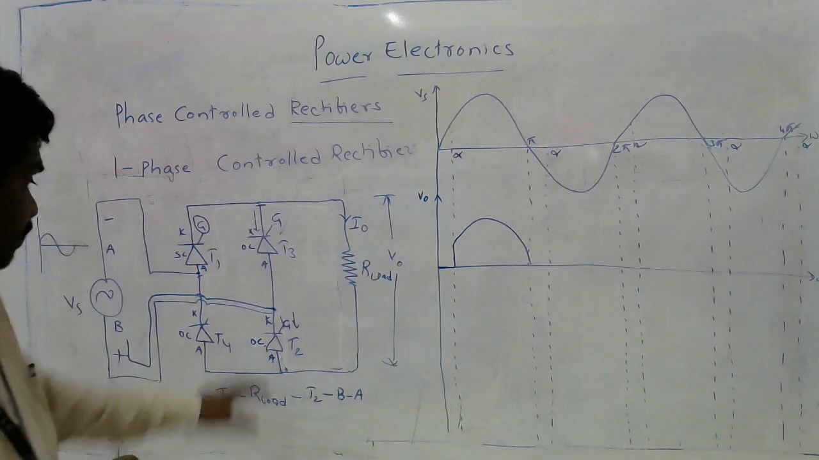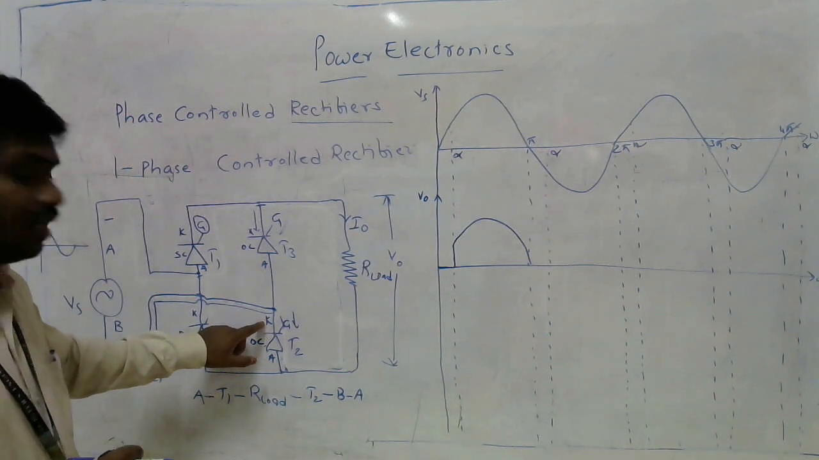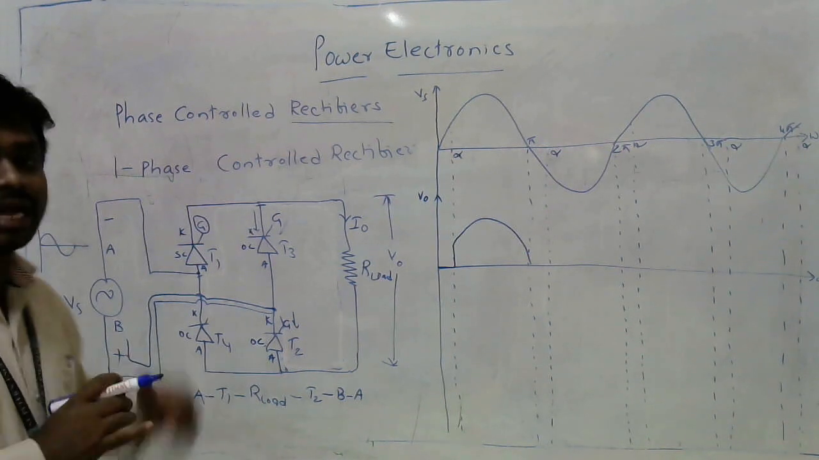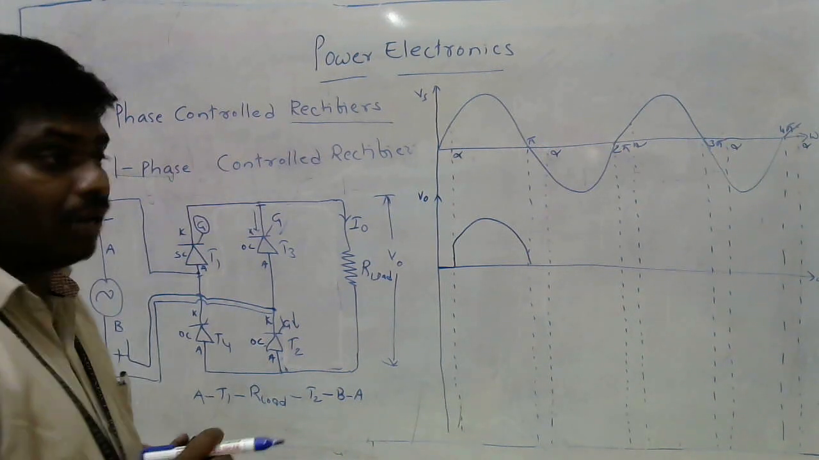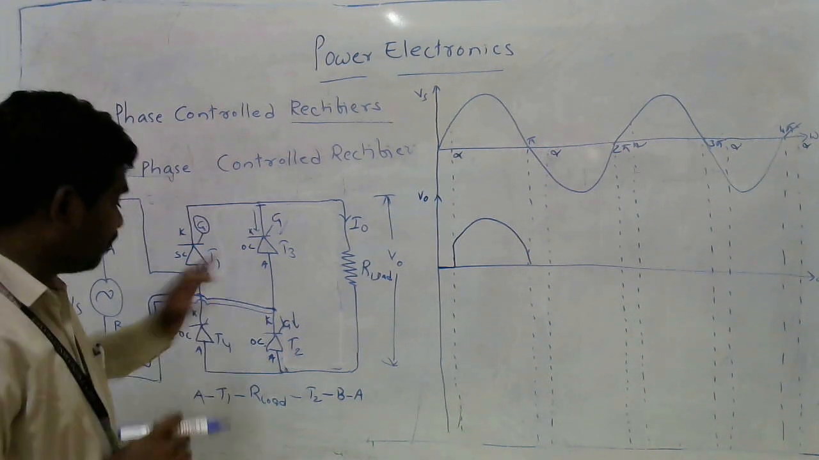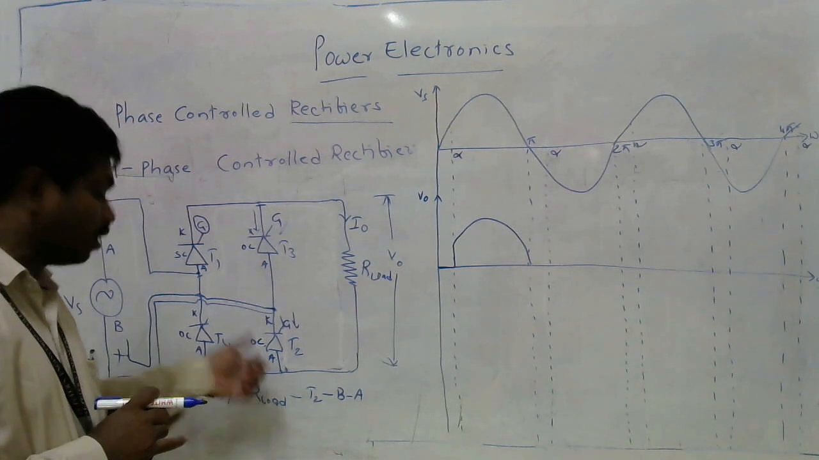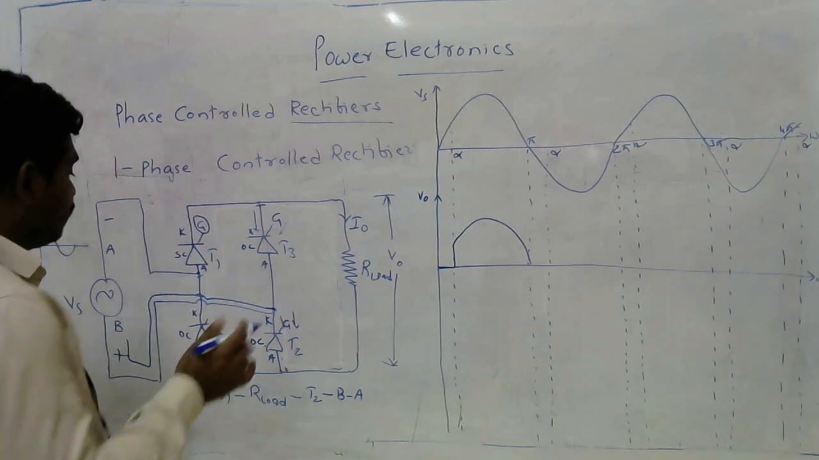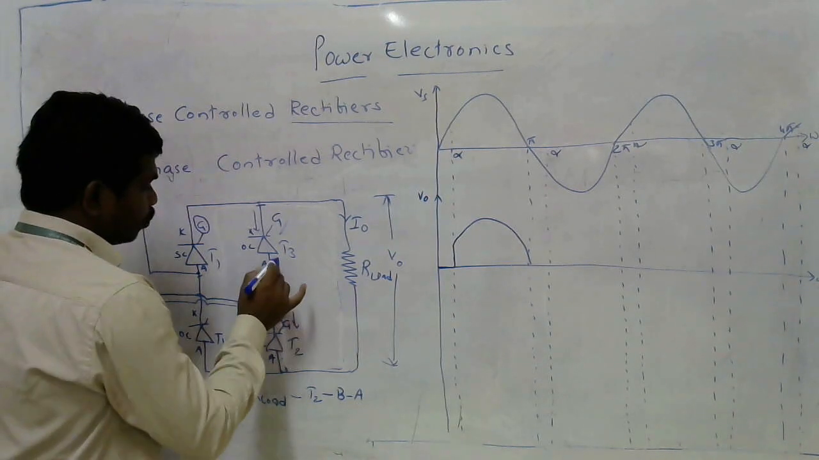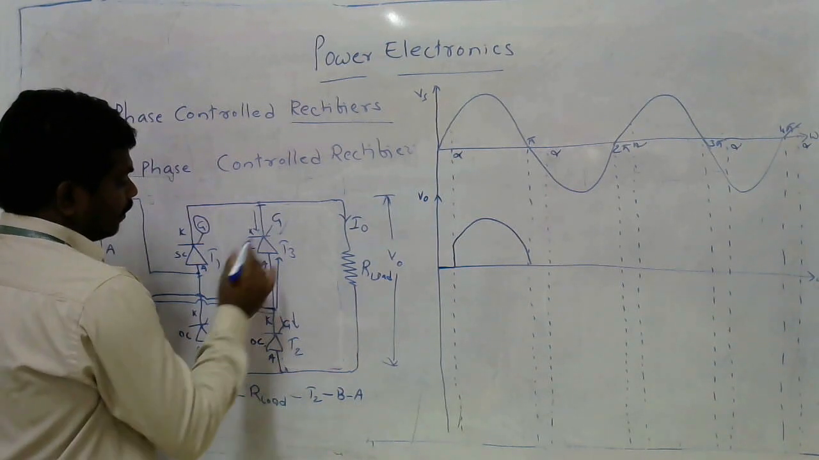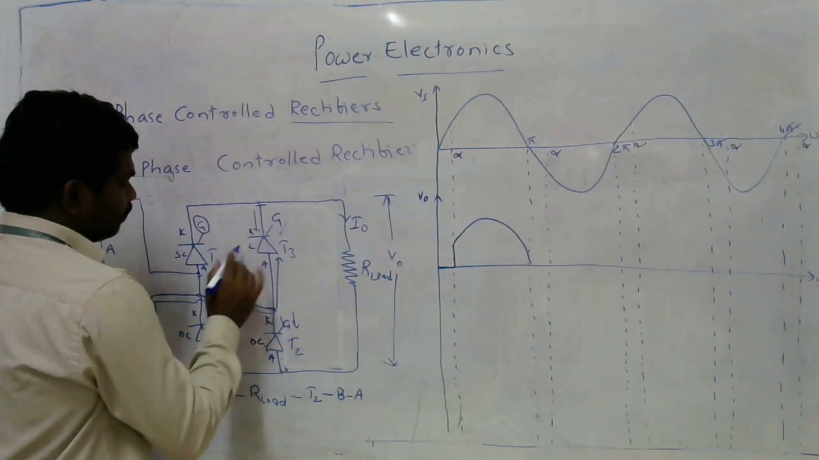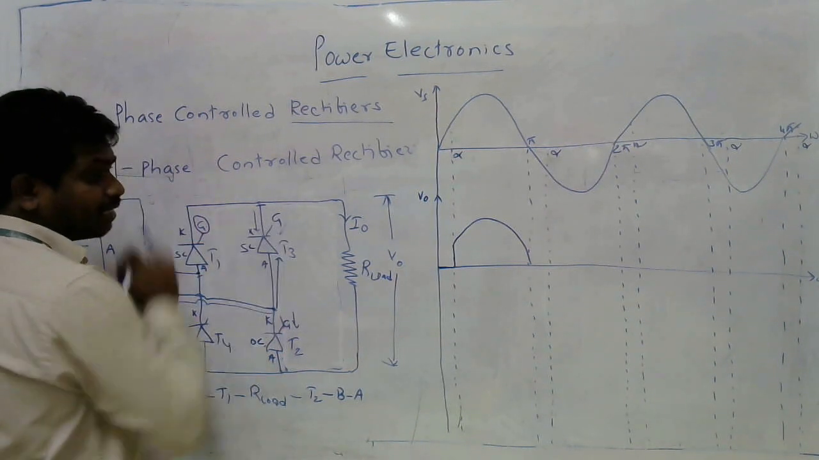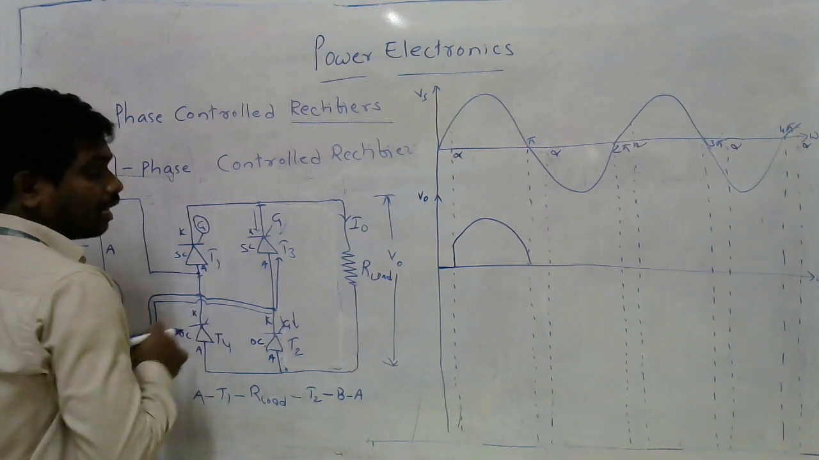Just see the polarity. This is the cathode terminal of the device, and this is the anode terminal. So the cathode is more positive than the anode, meaning there is a reverse bias condition, and immediately it's going to be open circuited. It doesn't allow the current to flow. Then the only path is through T3. T3 is short circuited right now, because it is forward biased and the gate signal is given to it. Immediately it allows the current to flow.